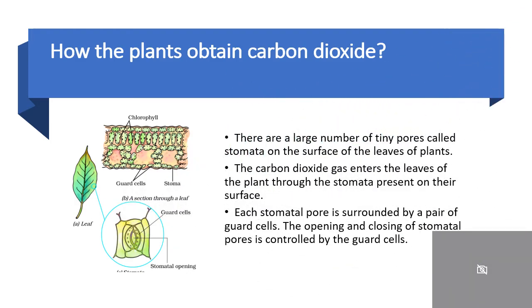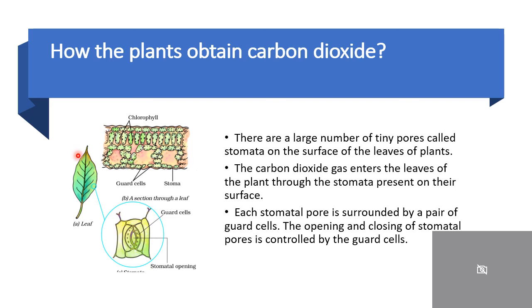Now, how do the plants obtain carbon dioxide? Carbon dioxide and water are the two essential requirements for the process of photosynthesis, and apart from that they require chlorophyll and sunlight. So how does carbon dioxide enter the plants, how do they take it in?